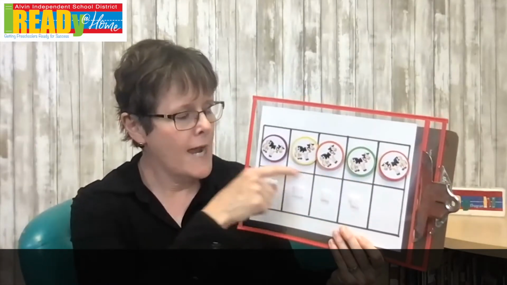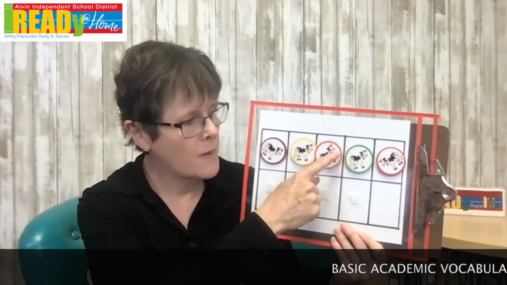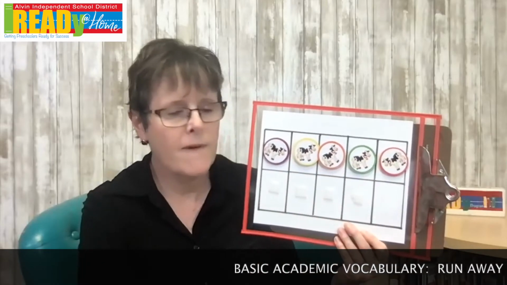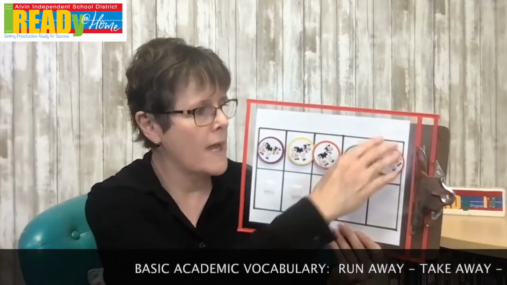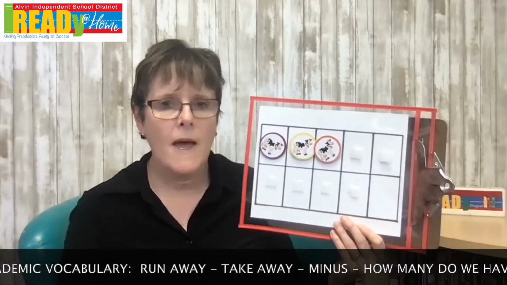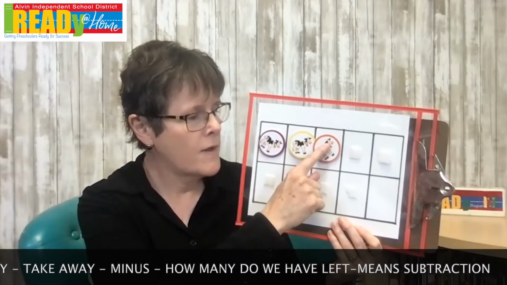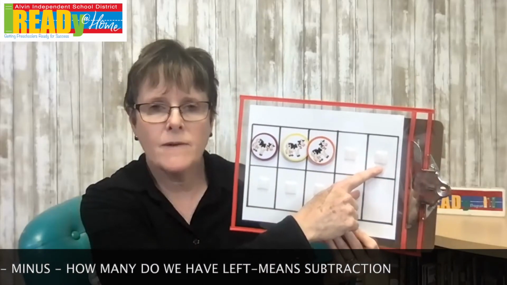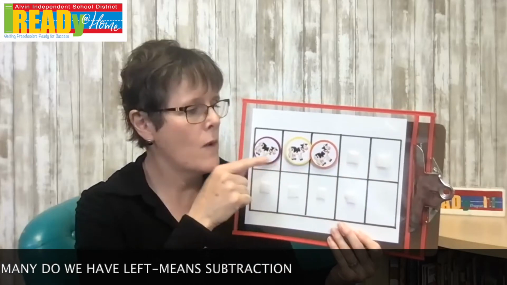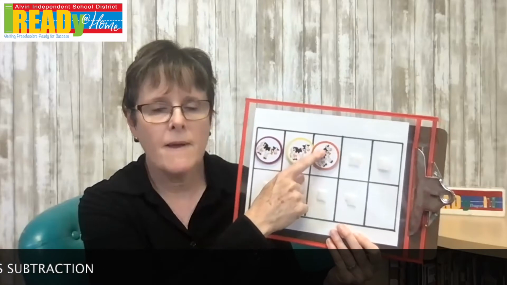Now, if we do a subtraction using these same cows on our 10 frame, the farmer had how many cows? 1, 2, 3, 4, 5. 2 of his cows run away. How many do we have left? 1, 2, 3. 5 cows take away or minus 2 equals 3.